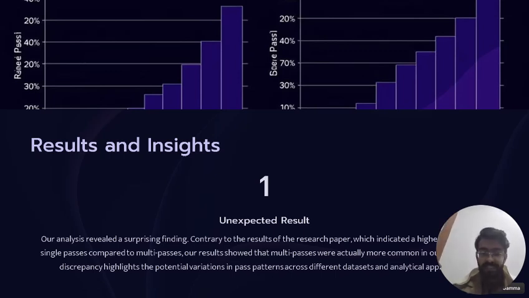So, what are the results we gathered from all of this activity? We compared our graph with one research paper that was provided to us, and in the paper, single passes were not more common than the multi passes. However, in our results, multi passes were more frequent. This difference showed how our dataset and approach vary from the research.